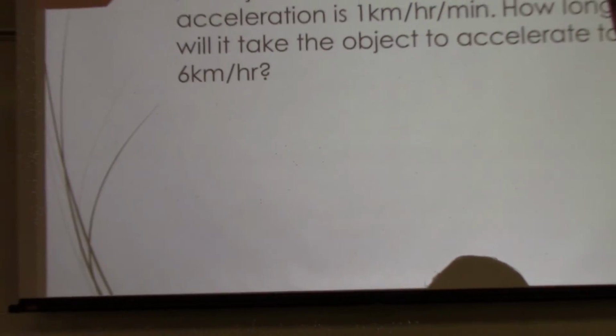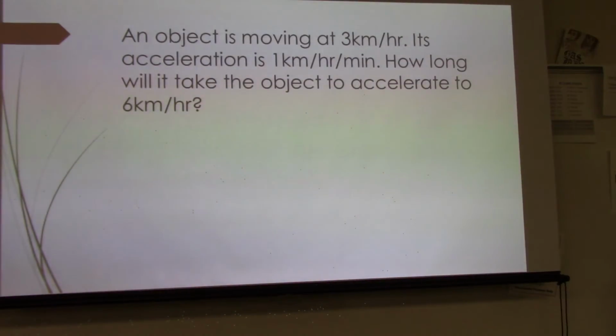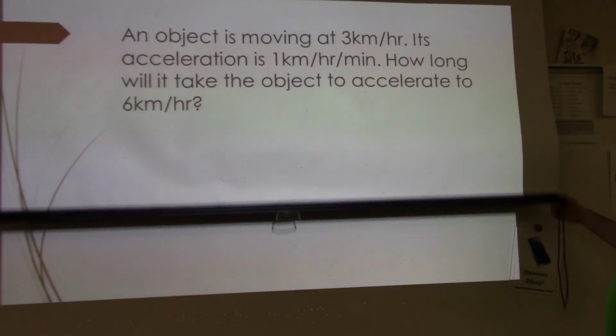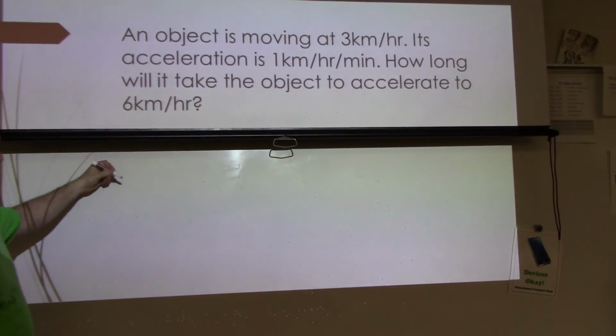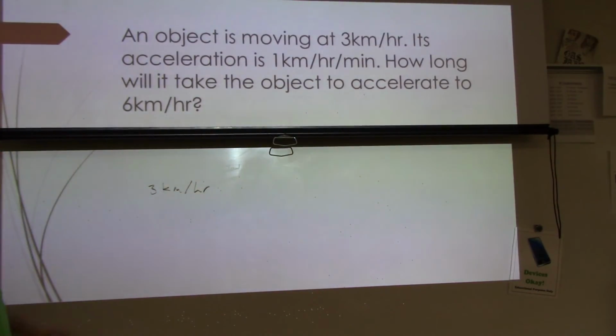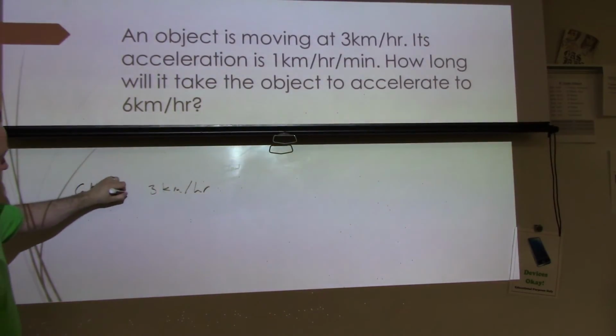Alright, so looking at a sample problem. This is one that does not use the standard SI unit for acceleration. Let me adjust this real quick. Alright, an object is moving at 3 kilometers per hour. Its acceleration is 1 kilometer per hour per minute. How long will it take the object to accelerate to 6 kilometers per hour? So, if I write on the board, what I'm going to have is my current velocity is 3 kilometers per hour. That's my initial velocity. My final velocity is 6 kilometers per hour.